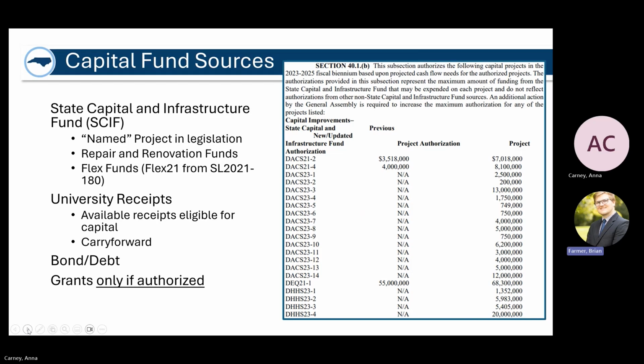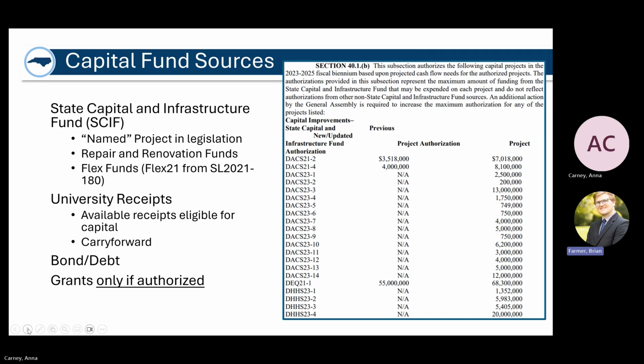Repair and renovation funds are also usually funded through that SCIF, as well as flex funds, which are a support fund for named projects from budget bills. Another common fund source would be university receipts, anything from housing receipts, dining receipts, athletic receipts. If there is an authorized project or an authorized use for those university receipts, they can fund a capital project. Bond and debt, we still have a few statewide debt projects out there, but it's less common now.